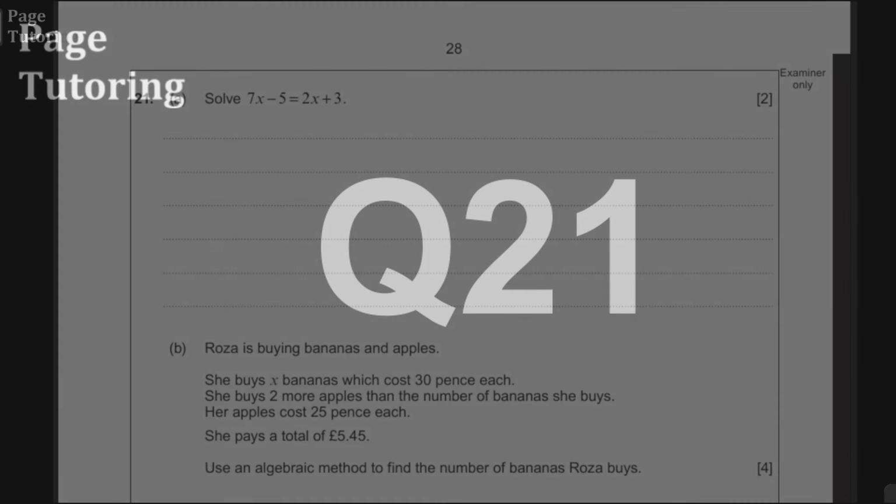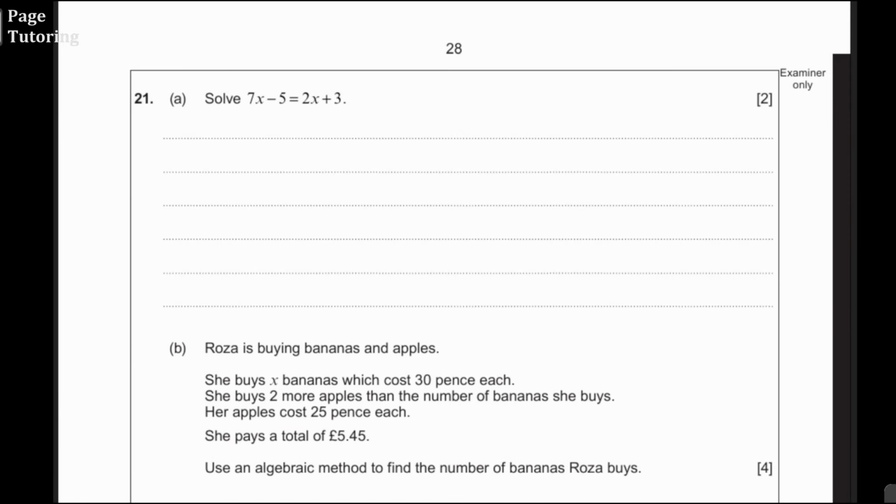Question 21. We can see that the examiners are being nice, letting our brains rest from using our calculator. They're giving us some nice, easy algebra to do. So you might even get this sort of question occasionally in your non-calculator paper. What we're going to do is the same thing to each side of this equation until we get just x equals something.